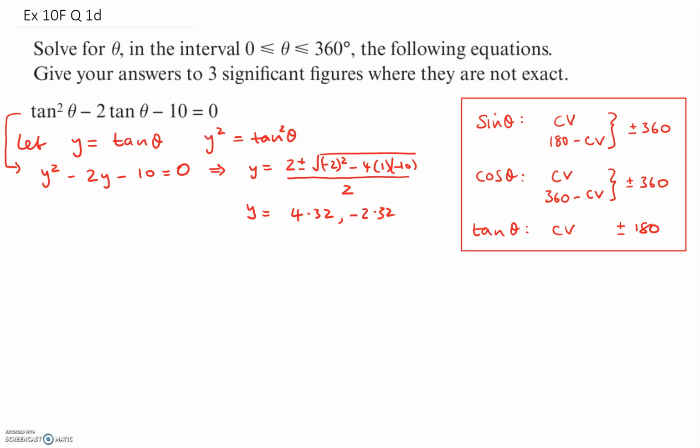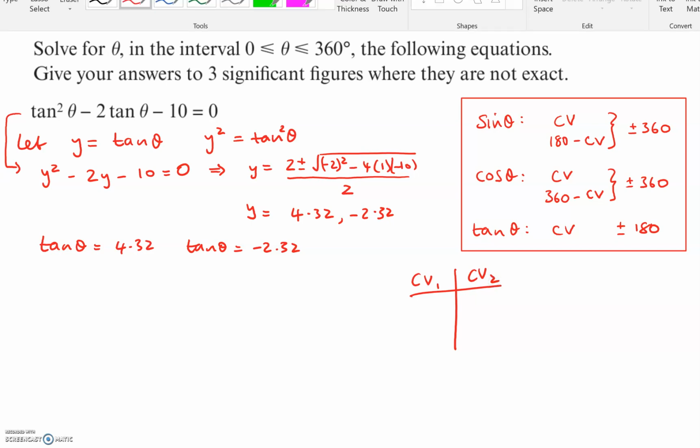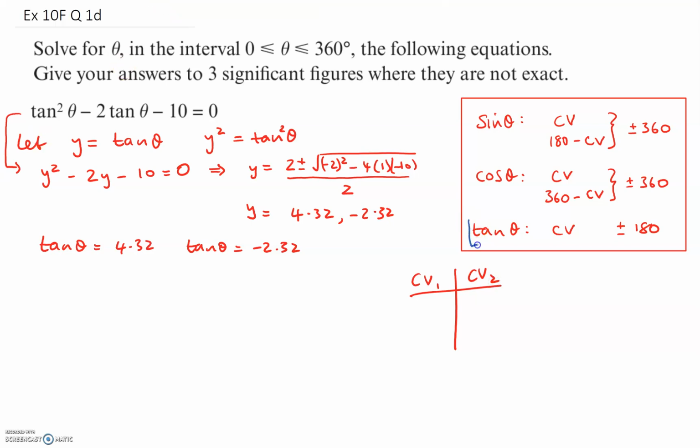so since y was equal to tan theta, I can now call tan theta either 4.32 or tan theta is minus 2.32. So now I've got two calculator values. So I'm going to draw up a little table. Calculator value 1, calculator value 2. And again, remember, we're looking at tan this time. So it's this general solution. So all I have to do is take the two calculator values, which are these, and add or subtract 180s to those.